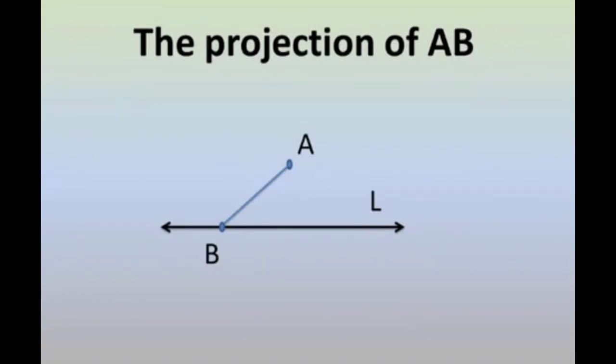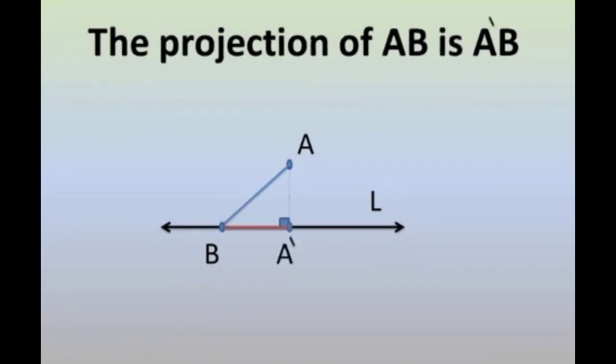If I have a line segment AB and I need to determine its projection on the straight line L, we determine the projection of its terminals. Point A has its projection A dash, and point B lies on the straight line, so the projection of point B is itself, B. So the projection of line segment AB is A dash B. Because point B lies on the straight line, its projection is the same point B.